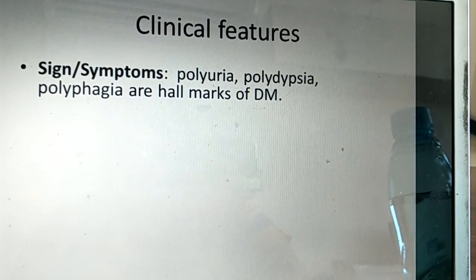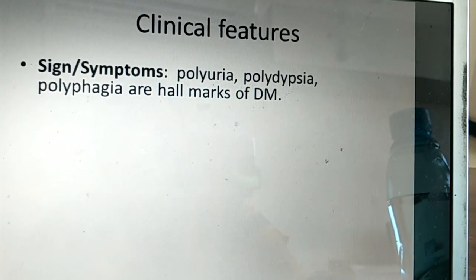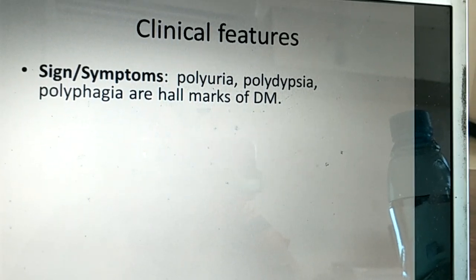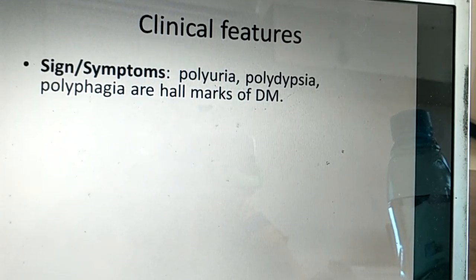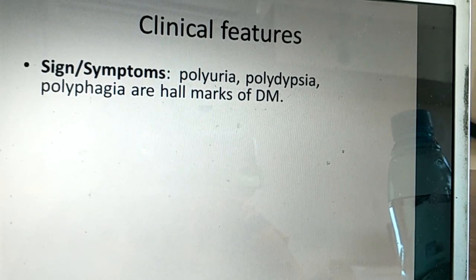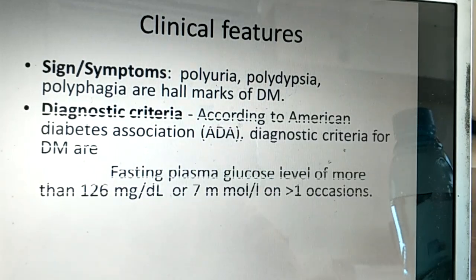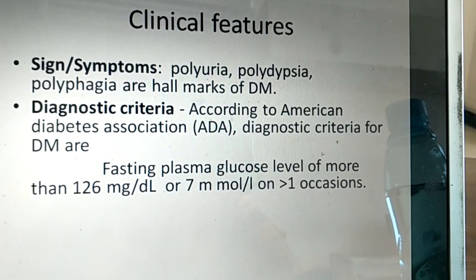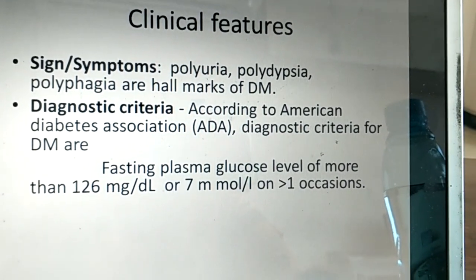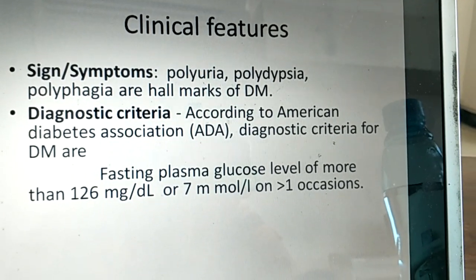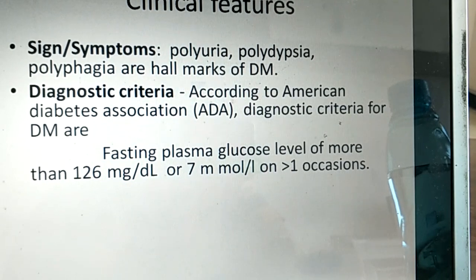Cardinal features of diabetes mellitus are polyuria, mostly nocturnal polyuria, then polydipsia, excessive thirst, and polyphagia, that is excessive eating. Appetite is increased. Diagnostic criteria: the diagnostic test for diabetes is fasting blood glucose levels.